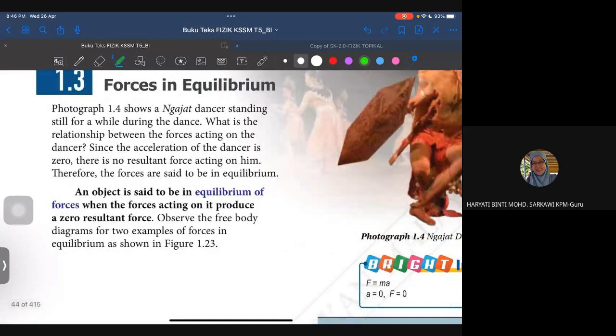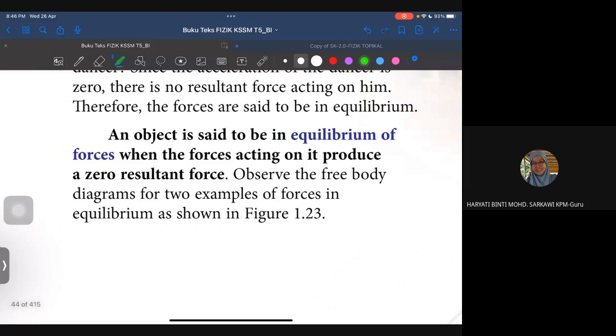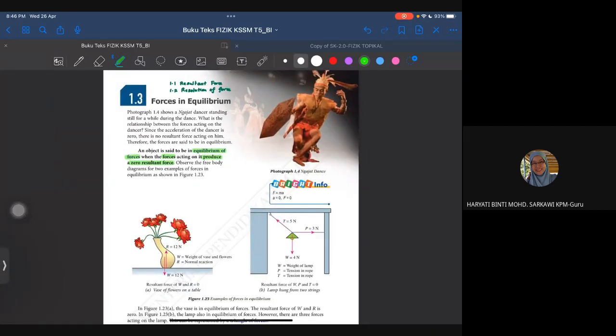Alright, so what is the meaning of forces in equilibrium? You can look at your textbook. An object is said to be in equilibrium of forces when the forces acting produce zero resultant force. We have learned about resultant force, but when we say that the system is having forces in equilibrium, it means that the resultant force acting on the system will be equal to zero.